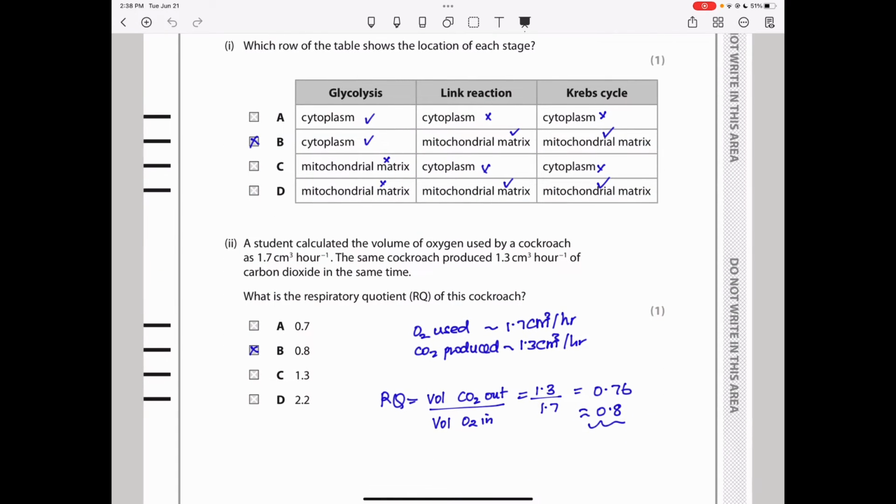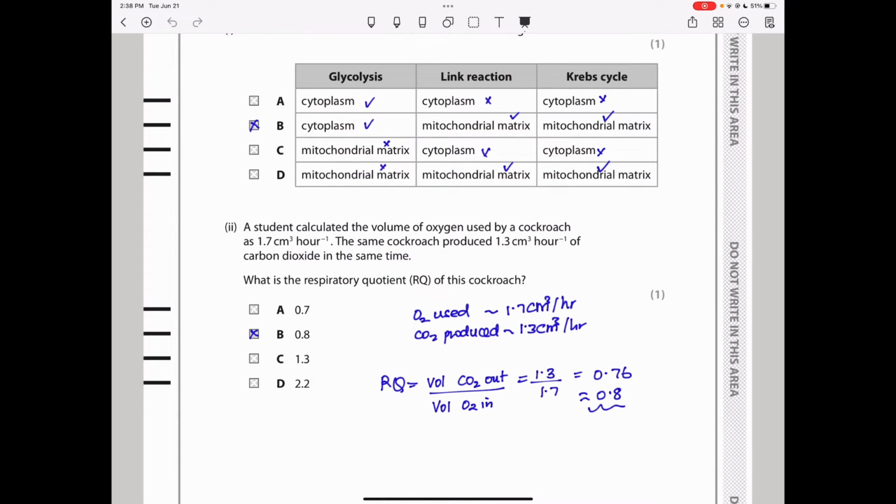The next part says a student calculated the volume of oxygen used by a cockroach as 1.7 centimeters cubed per hour. The same cockroach produced 1.3 centimeters cubed per hour of carbon dioxide in the same time. What is the respiratory quotient of this cockroach? Respiratory quotient, RQ, should be the volume of CO2 out divided by the volume of oxygen in. So here we have 1.3, which was produced, divided by 1.7, which was taken in, and it gives us 0.76.